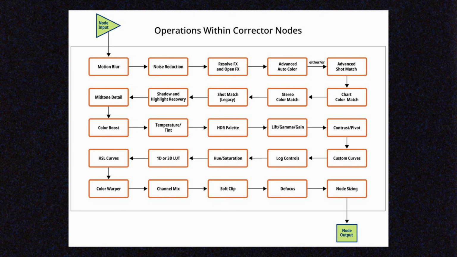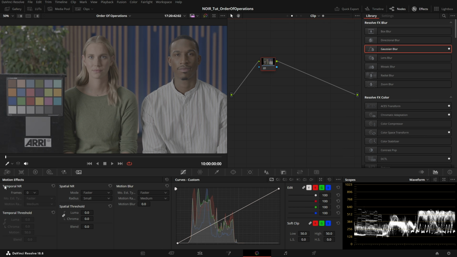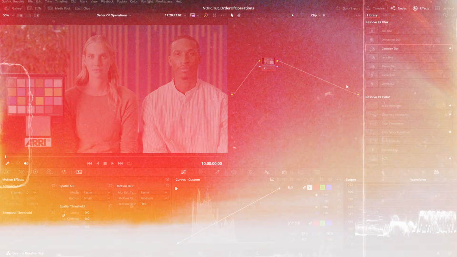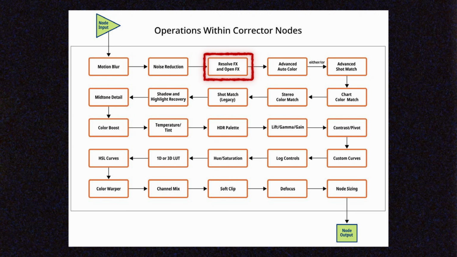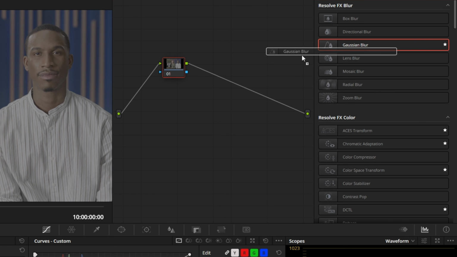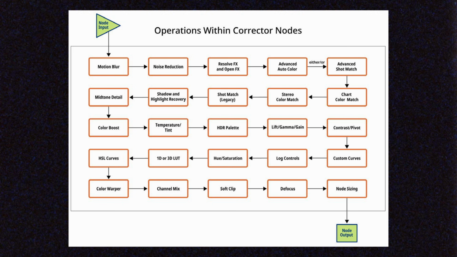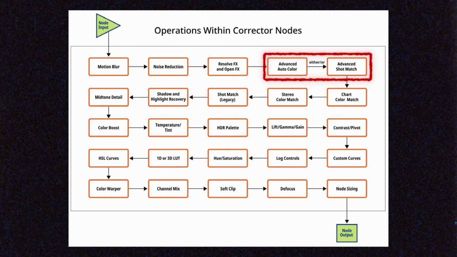So we have the camera raw, then we have all our motion effects, which is motion blur and noise reduction, which is over here. It's temporal and spatial noise reduction and the motion blur. Then we get the Resolve FX and OpenFX, which is all the stuff that you can find over here under effects. So if I apply a Gaussian blur right now, this is the second step that happened. Then we have the advanced auto color and advanced shot match, but I don't know anybody who uses them anyway.